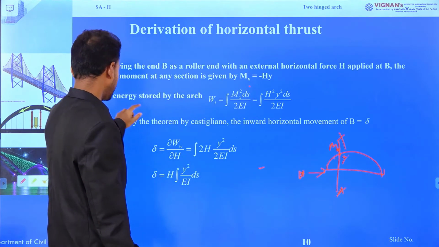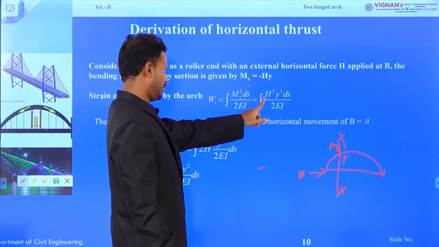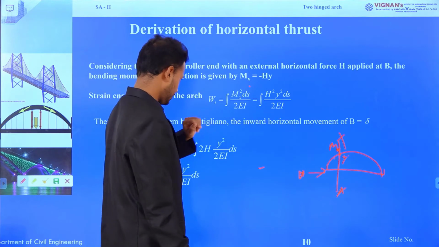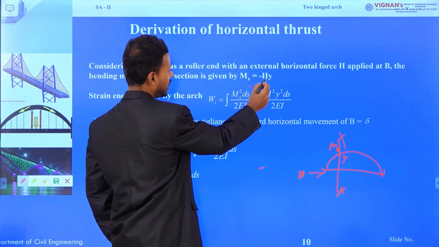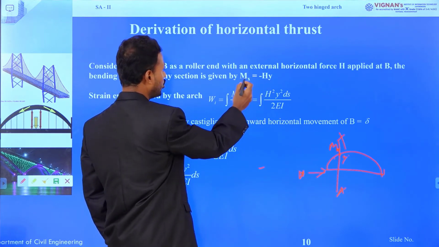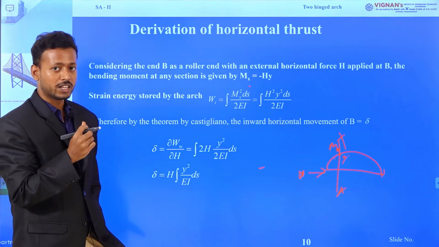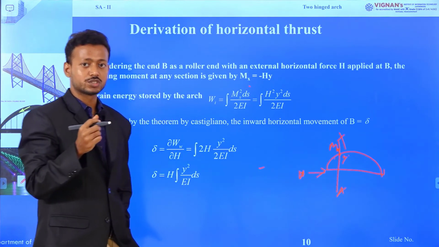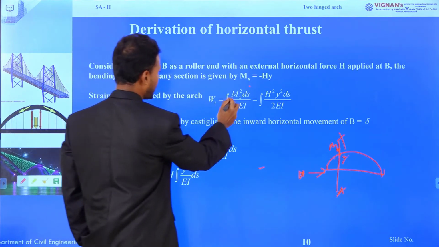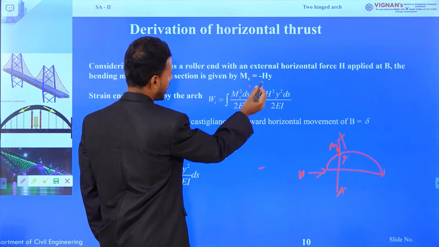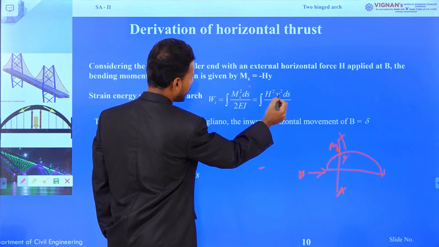Now the total strain energy stored in the arch is Wi equals the integration of H square y square ds by 2EI, because we know the bending moment equals minus H into y. So we put the bending moment in this expression. In the previous slide we have already explained that the total strain energy equals the integration of M square dx by 2EI. So if we put the value of Mx in this expression, the minus will be cancelled, and we get H square y square ds by 2EI.